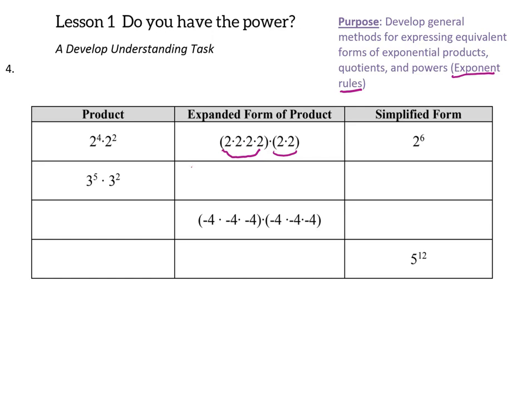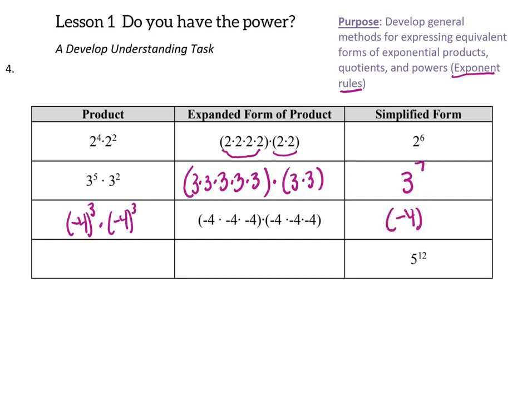If I apply that same logic to the second row, 3 to the 5th power is 3 multiplied by itself 5 times. And 3 squared is 3 multiplied by itself twice. So altogether, I have 3 multiplied by itself 7 times in that scenario. Similarly, on the next row, I have negative 4 times itself 3 times in the first parentheses, and negative 4 times itself 3 times in the second parentheses. So we'd be looking at negative 4 to the 6th power.